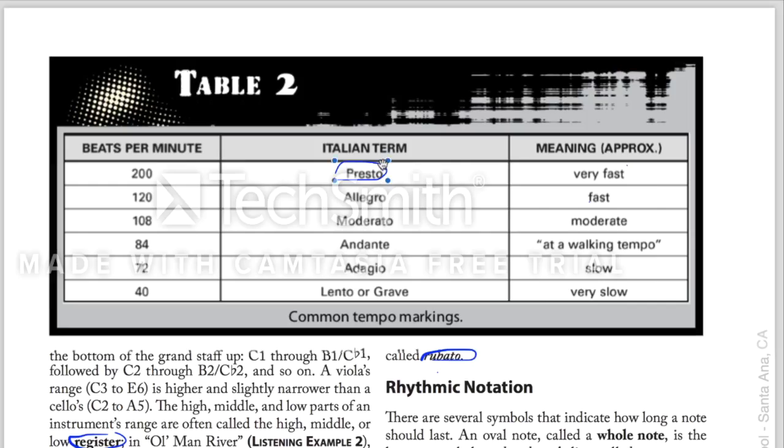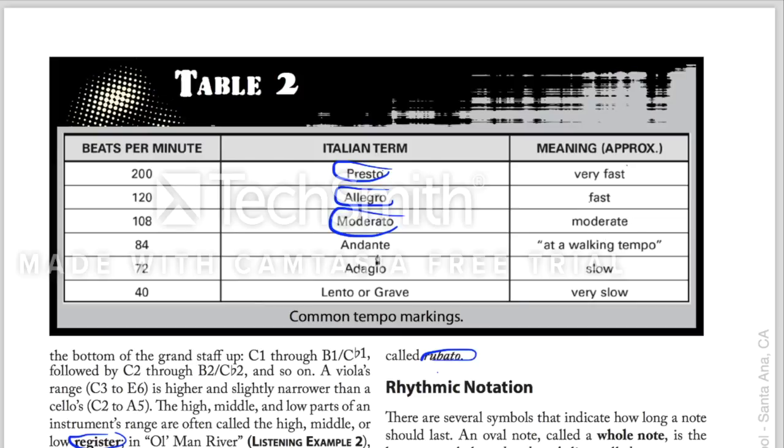Now let's go ahead and look at the different beats per minute and the Italian terms that refer to them. At 200 beats per minute, we have presto. At 120 beats per minute, we have allegro, which is pretty fast, but not very fast, right? At 108 beats per minute, we have moderato, which is a moderate beat. At 84 beats per minute, we have andante, which is at a walking tempo. At 72 beats per minute, we have adagio, which is pretty slow. And with the slowest, we have lento or grave, which is at 40 beats per minute.